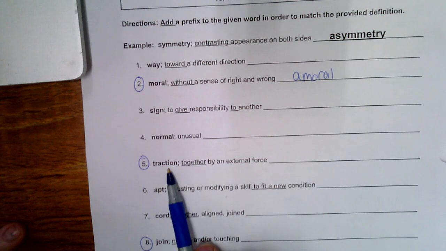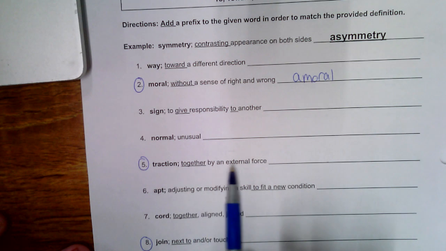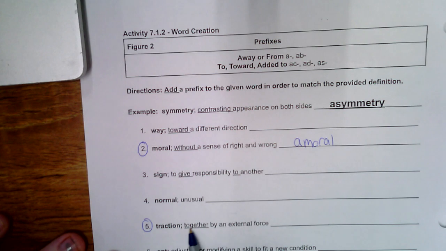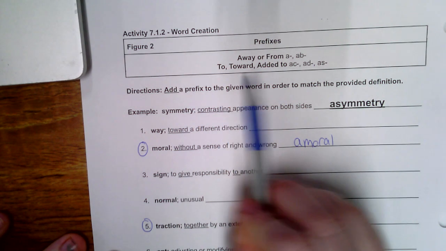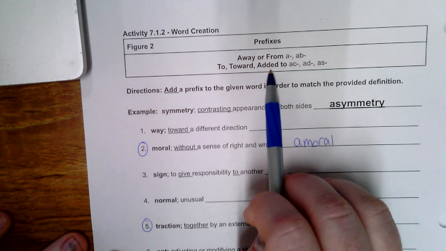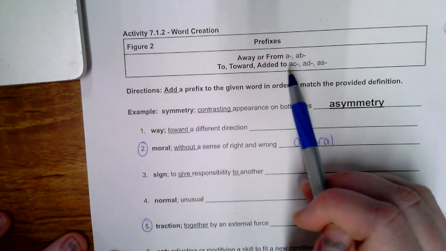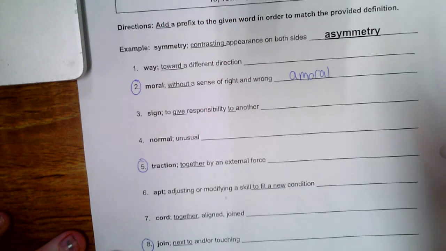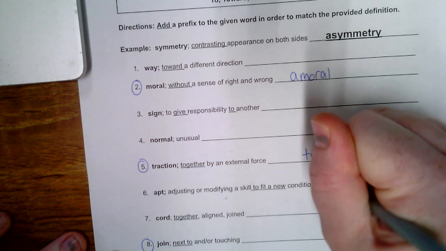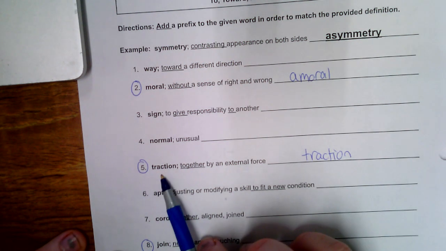Next one, traction. We need to add a prefix that makes it mean together by an external force. Okay? Together. So would my prefix be to, toward, or added to? Or would it be away or from? Well, together makes it sound like we're adding something together or they're moving toward each other. So it's going to be ac, ad, or as. And we've got traction. So would it be attraction, adtraction?